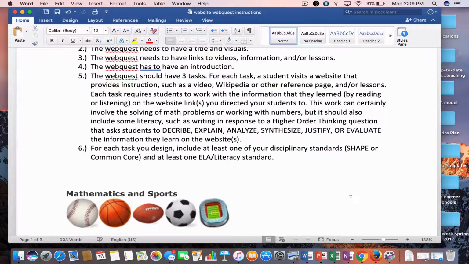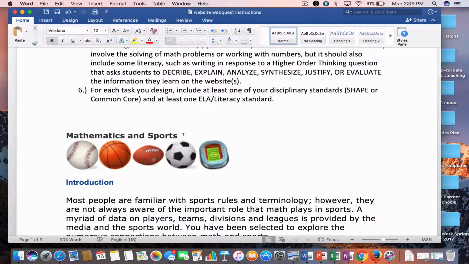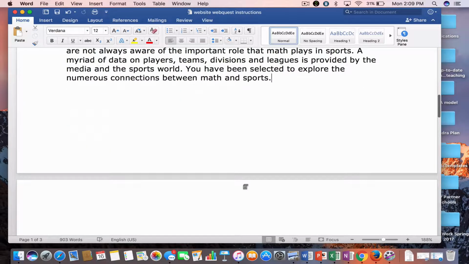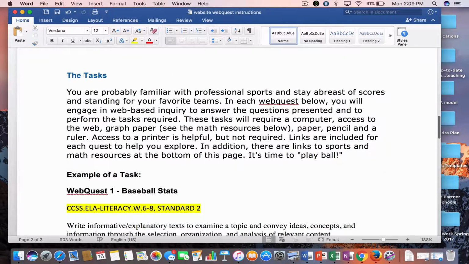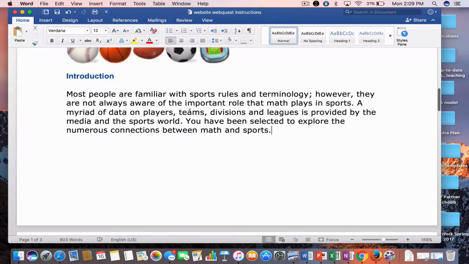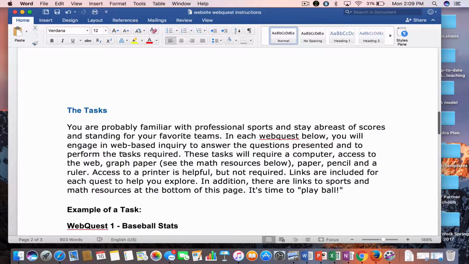So let me just show you an example of what I'm going to ask you to do. So this is mathematics and sports. So here is your title. Now here are your visuals. This is your introduction, and it really just lays out what the topic is and why students might be interested in it, how it connects to their lives. The tasks, this also is an introduction, what is it students are going to be able to do. So the introduction is a general introduction of the topic, and then an introduction of the tasks.